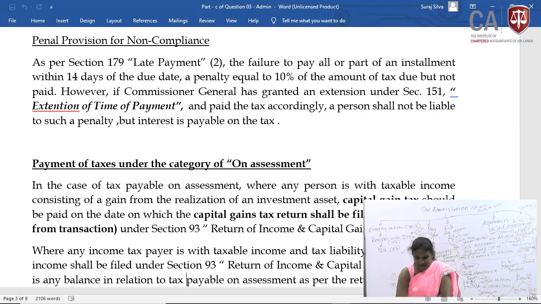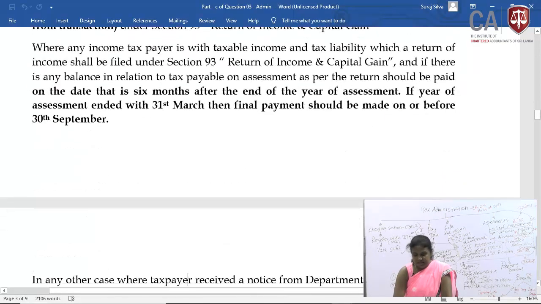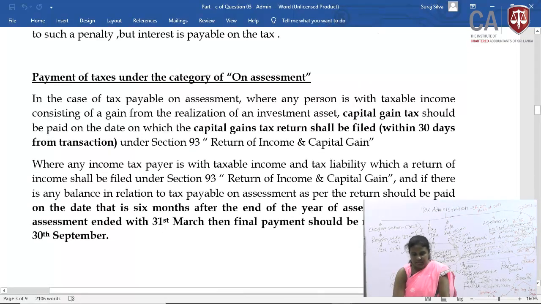After 14 days of the due date, a penalty equal to 10% applies. After the 14 days lapse, the 10% penalty is coming, 10% of the amount of tax due but not paid. Again, the penalty provision is 10%. Again, there is an advantage to the taxpayer. If the taxpayer has taken a time extension, then he is not penalized. As per the time extension taken, he has to make the payment. Then that's on the quarterly installment payment.